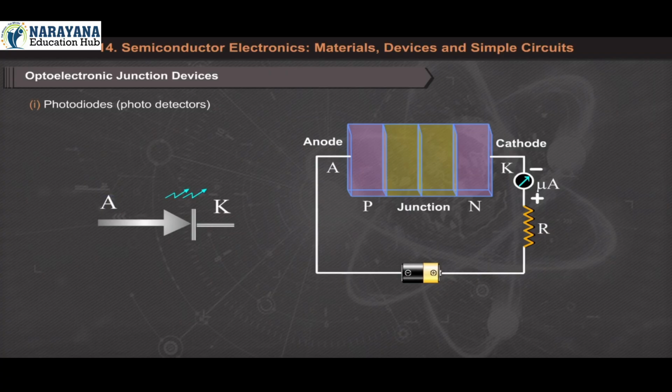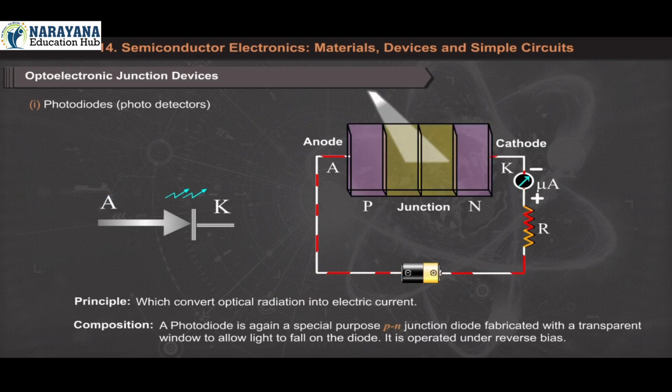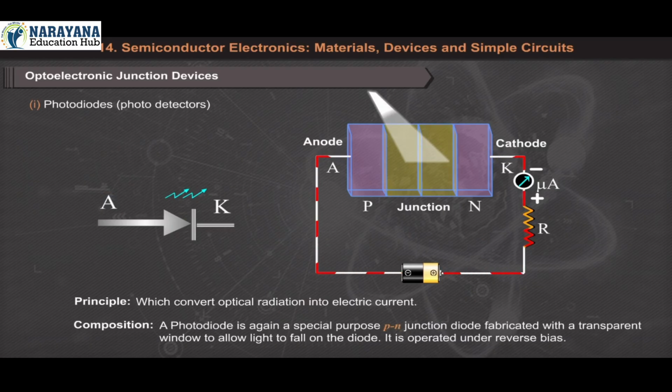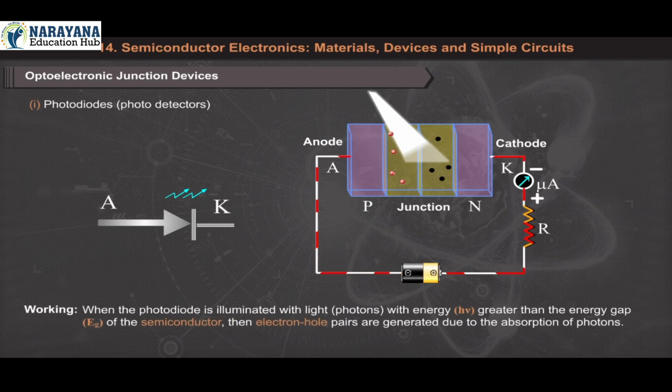Number 1, photodiode. Principle: it converts optical radiation into electric current. Composition. A photodiode is again a special purpose PN junction diode fabricated with a transparent window to allow light to fall on the diode. It is operated under reverse bias. Working. When the photodiode is illuminated with light, that is photons with energy hν greater than the energy gap Eg of the semiconductor, then electron-hole pairs are generated due to the absorption of photons.